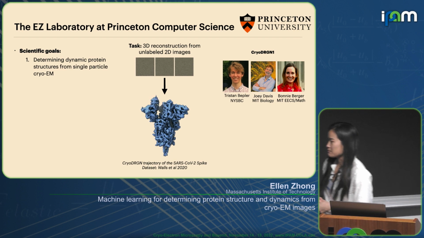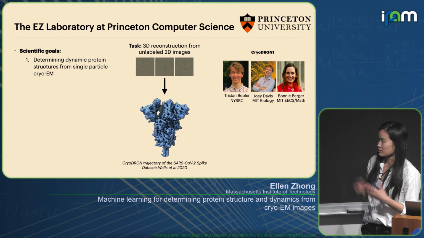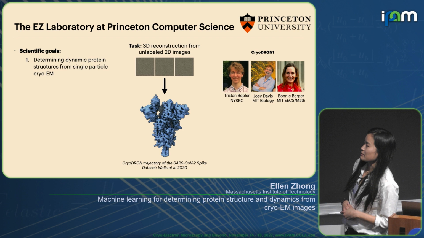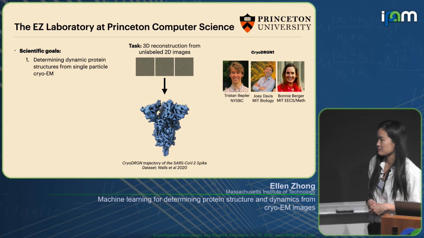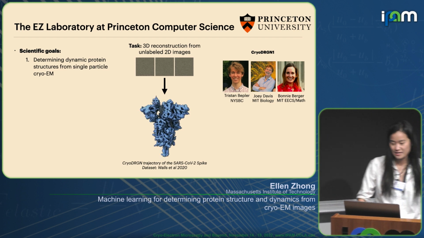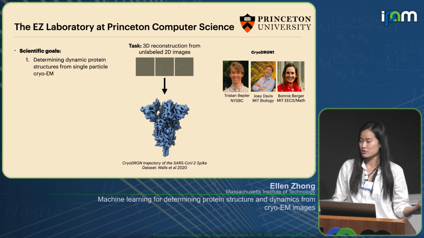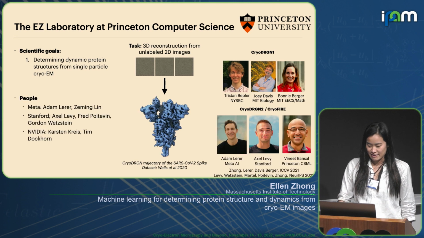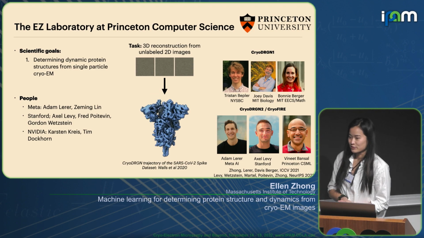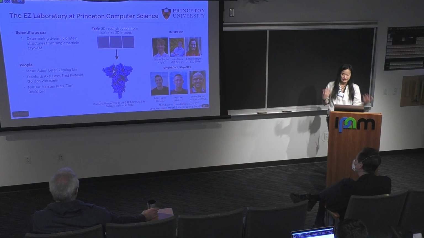This is continuing my PhD work, which was done jointly with Tristan Bepler, who's now at NYSBC, and my two PhD co-advisors, Joey Davis and Bonnie Berger. The task there is, given a data set of unlabeled 2D images, reconstruct a distribution of 3D structures. And I've been lucky to have wonderful collaborators with whom we've been iterating on this method.